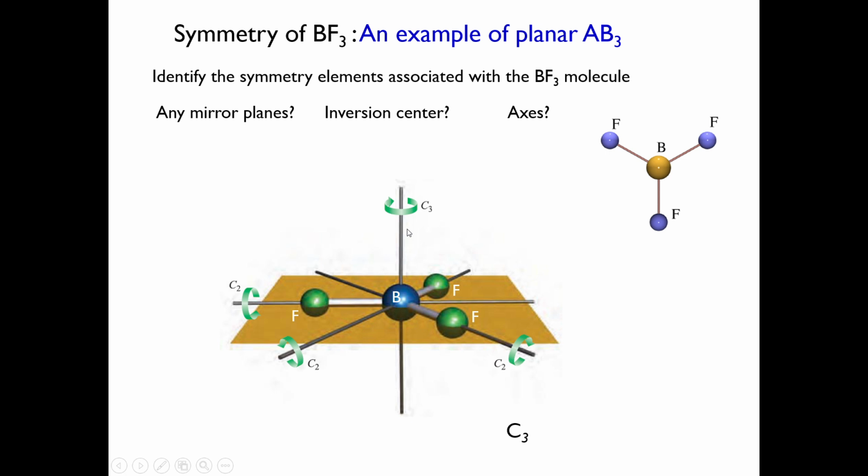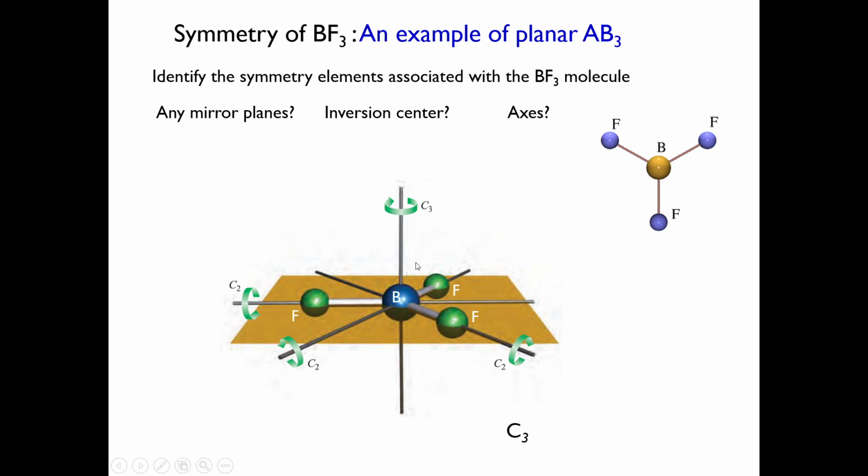There are also other axes of rotation, such as C2. You can see that along the BF bond we have a C2 axis marked here. If you rotate about this C2, the other two fluorines will interchange their positions. Similarly, along each BF bond we have a C2. So a total of 3 C2 axes and one C3 axis are present in this molecule. When we compare C3 with C2, C3 is the higher order axis. That's why it is the principal axis.